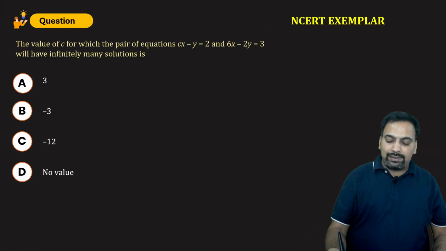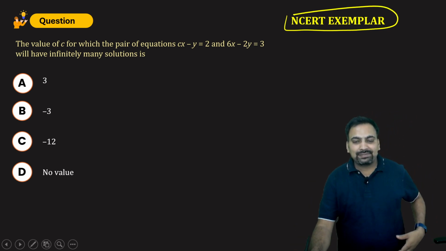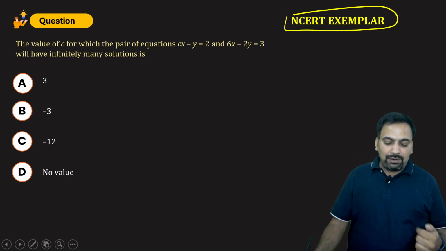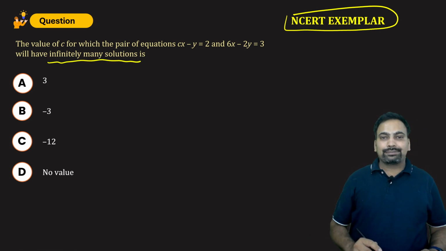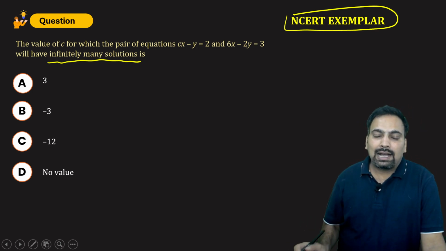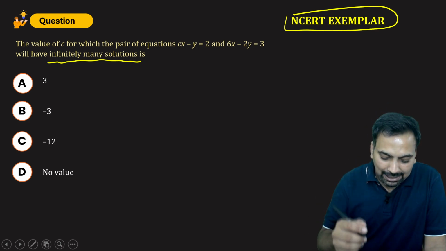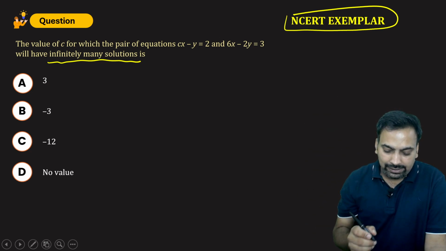Now you try the second question. This is also your NCERT exemplar question. Solve this. In this you have to find the value of C, given that it has infinitely many solutions. I will give you a few seconds. Okay, the time's up. If you got the answer, check it.